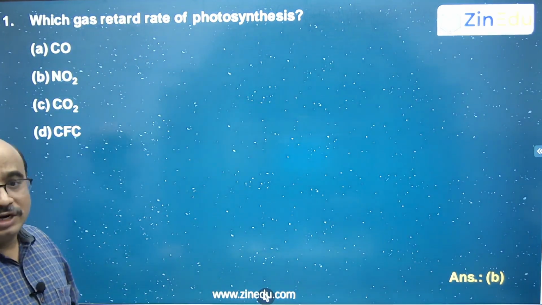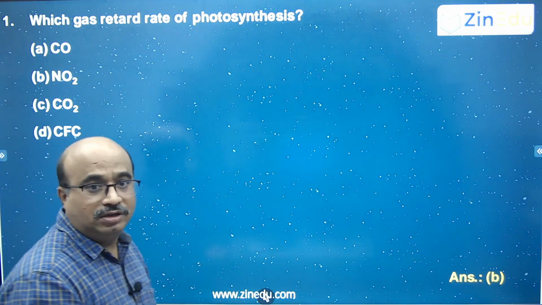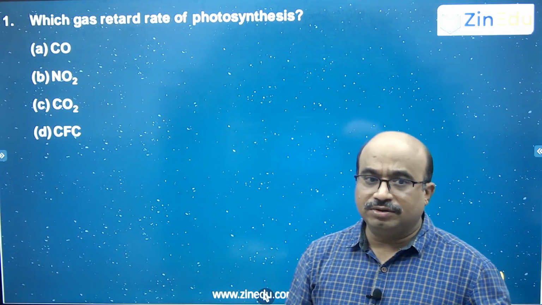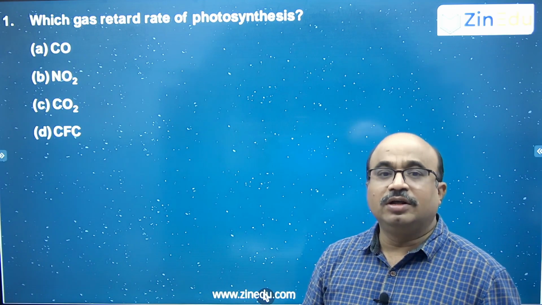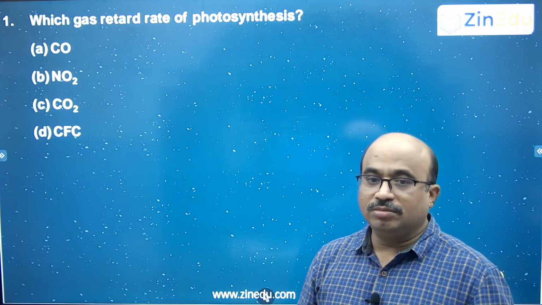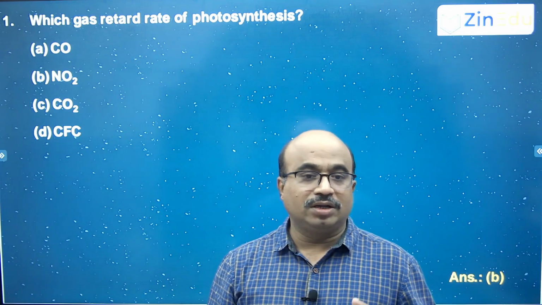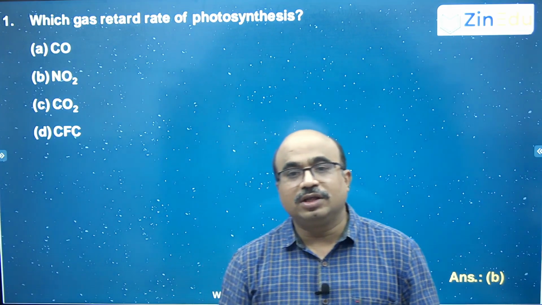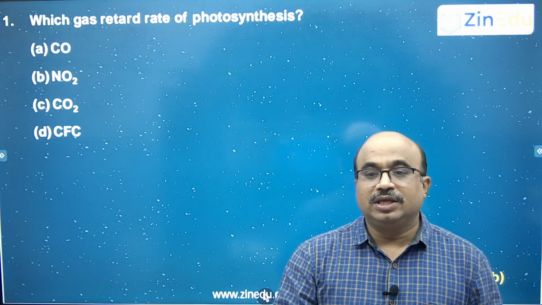Which gas retards the rate of photosynthesis? The options given are carbon dioxide, nitrogen dioxide, NO2 and CFC. But it is already a direct theory-based question. We have it in the NCERT book in environmental chemistry, because every time we get some questions directly from environmental chemistry. If you refer to the NCERT book it will be enough, because it is there directly, theory based.